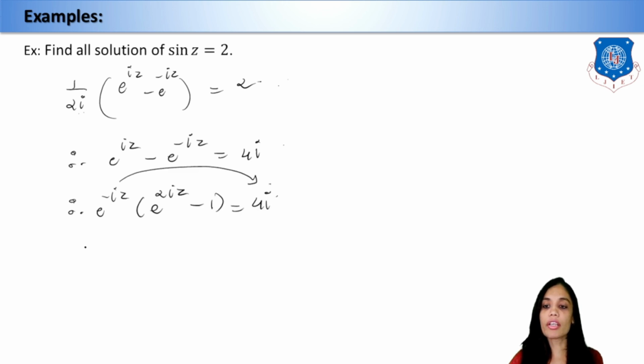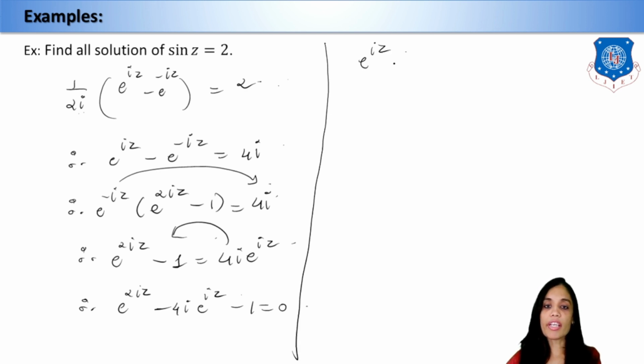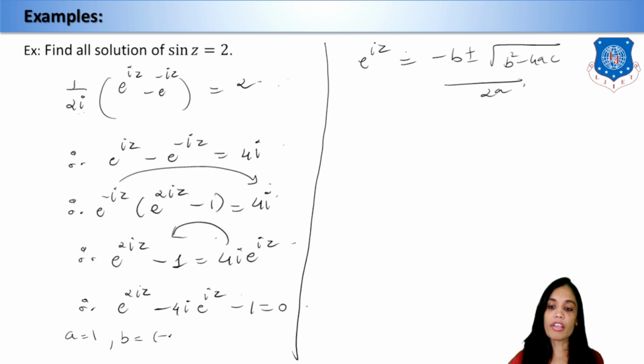Now take this on this side. Therefore, e raised to 2iz minus 1 is equal to 4i e raised to iz. Now bring this on this side to form a quadratic equation. Therefore, e raised to 2iz minus 4i e raised to iz minus 1 is equal to 0. Now, in order to find the roots of this equation in the form of e raised to iz, we will apply the formula minus b plus or minus under root b square minus 4ac upon 2a. So from here you can see the value of a is 1, b is minus 4i, and the value of c is what? Minus 1.